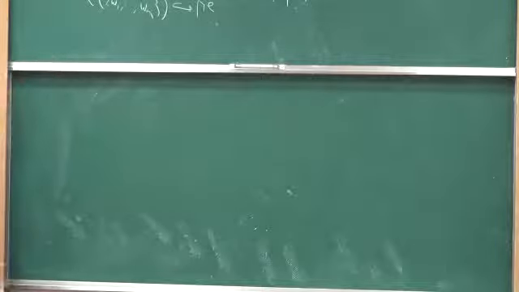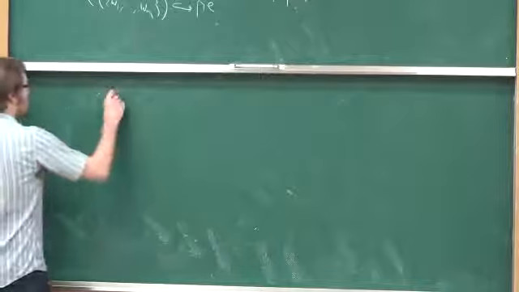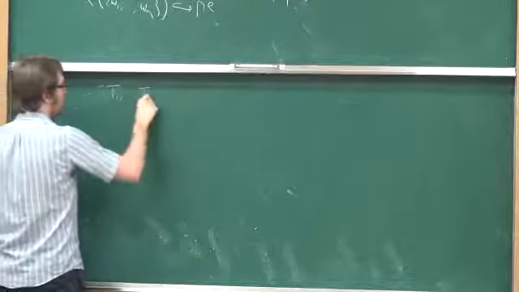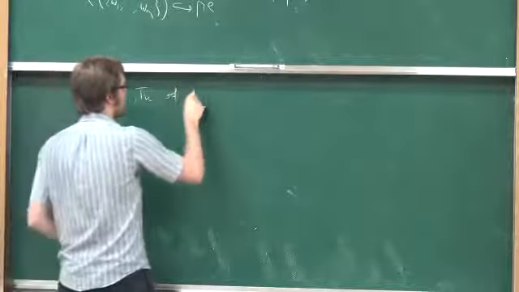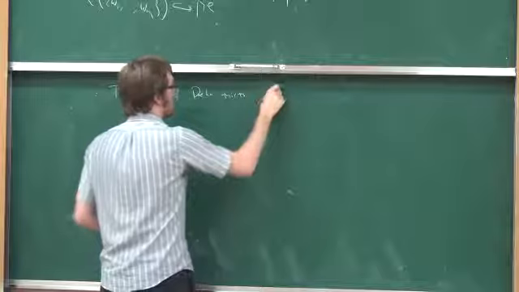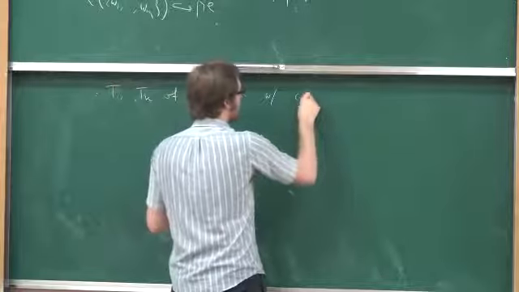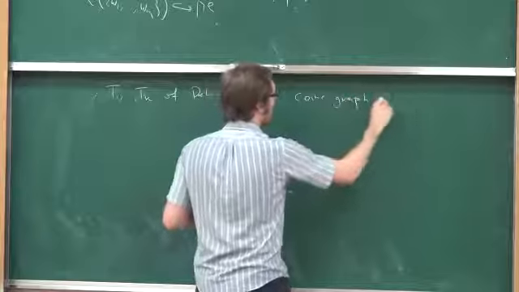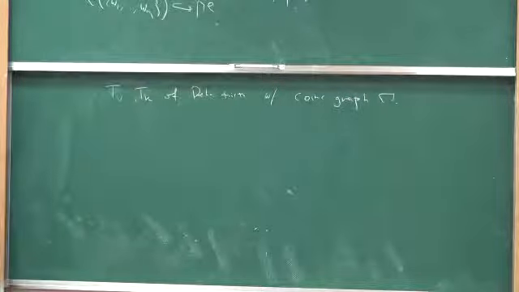So the proof starts the same way as the first part. So you have this collection T1 to Tk of Dehn twists with coincidence graph gamma.